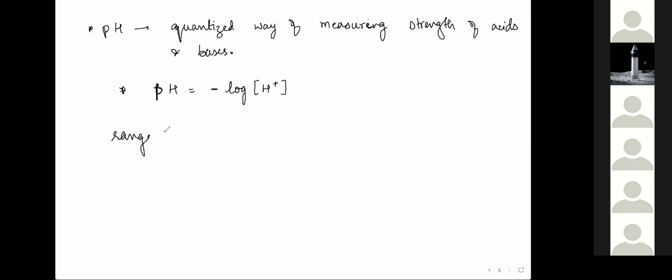So what is the range of pH? 0 to 14. Yeah, it goes from 0 being the strongest acid to 14 for the strongest base, and 7 is neutral. Correct. So 14 would be basic and 0 would be acidic, and right in the middle at 7 is what is considered neutral.